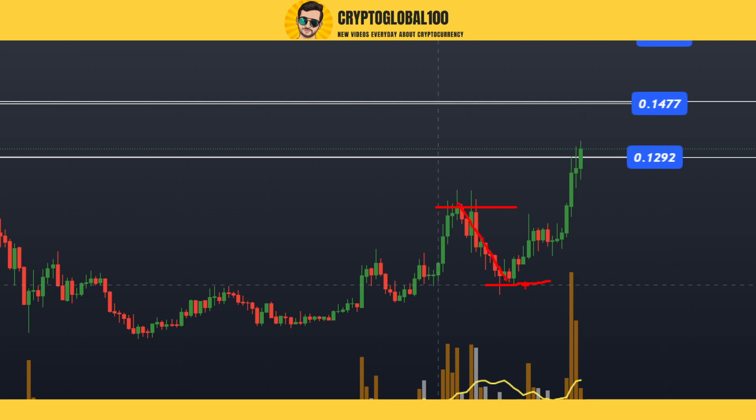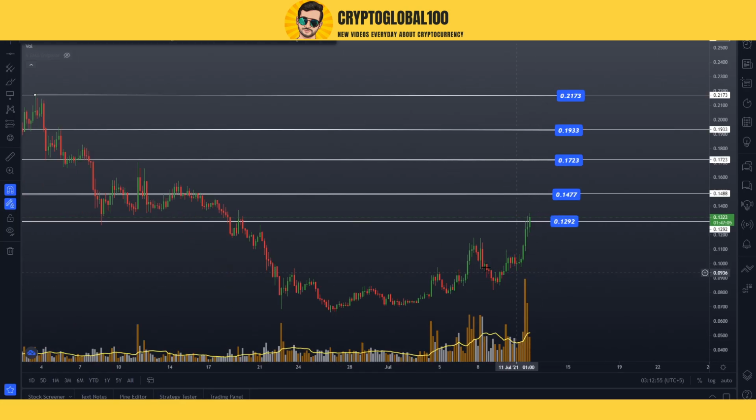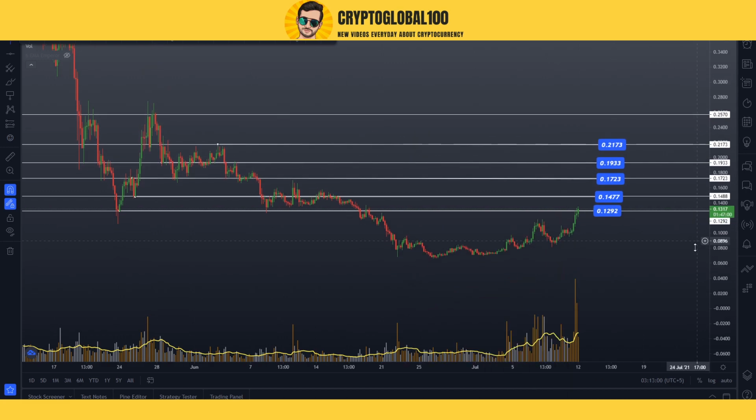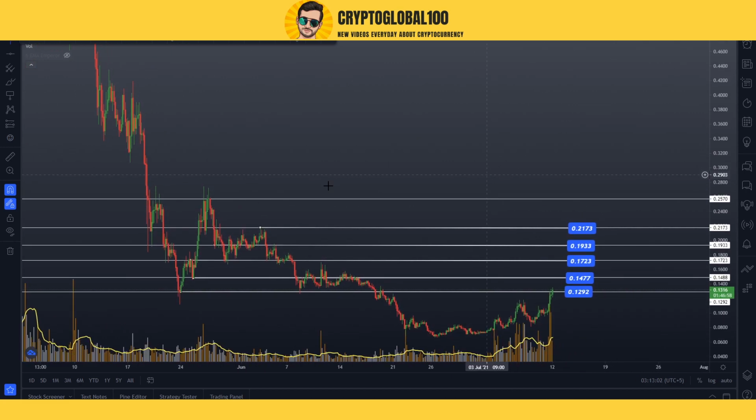Okay, then it tried to break, but unfortunately didn't. Then again it came down, and then you can see here the price went up, and now we might see a rejection or a consolidation at this phase. So that's how the price behaves, guys. This is purely on the basis of technical analysis. Now if we follow this same pattern, the price target here would be this one, 0.25.